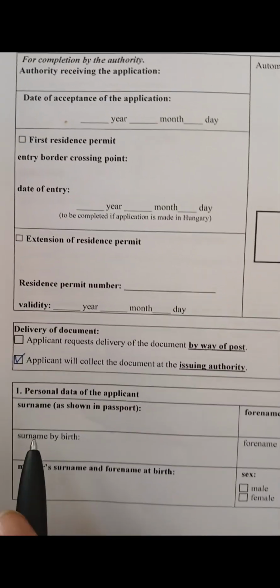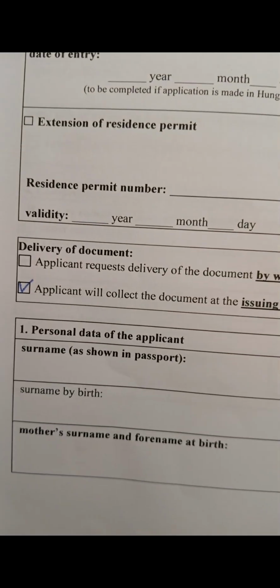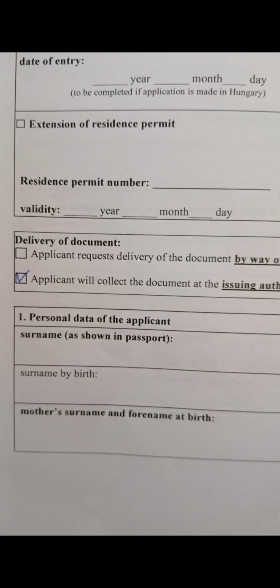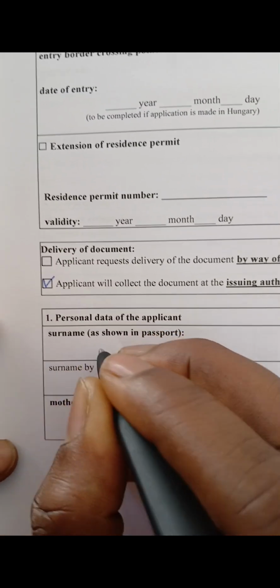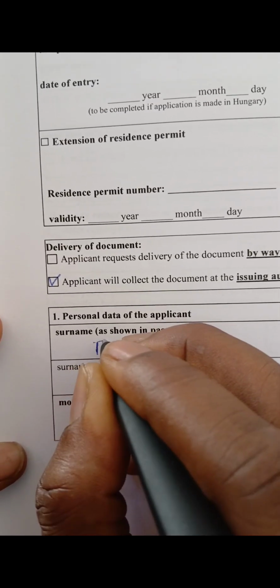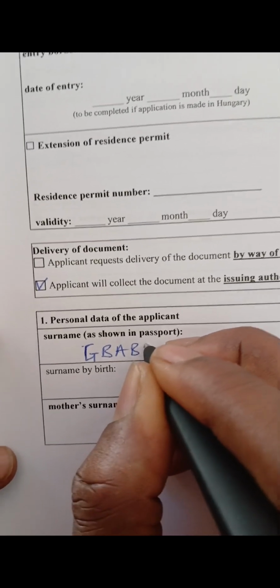Now you come to your personal data. The personal data of the applicant, your surname. You know your surname now. Of course, it is most times advisable that when you fill out forms, you do it in block letters. That goes a long way. So let's say my surname is Gbagba. Let's say that's my surname, Gbagba.